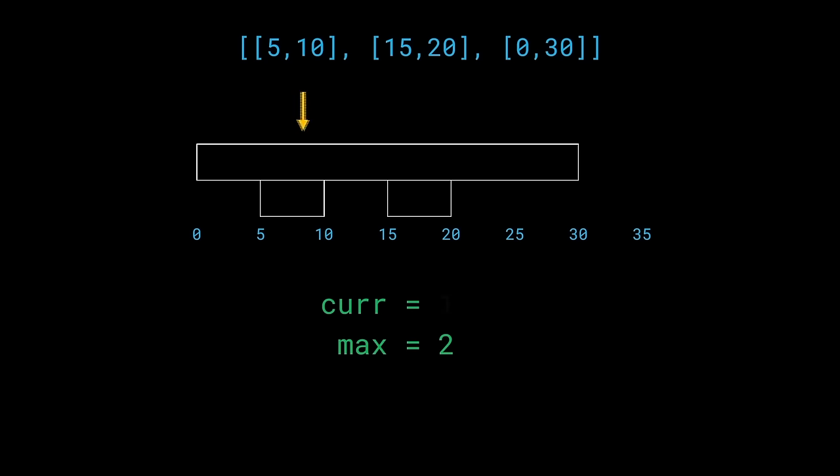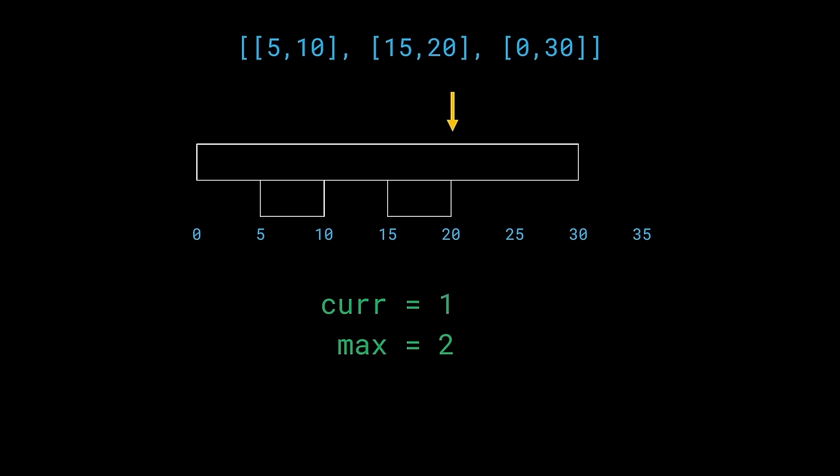But as soon as we hit time equals 10, the current decreases back to 1. That's because the meeting from 5 to 10 has ended, which means that the current number of meetings going on is 1. That's the meeting from 0 to 30, which is still going on, so we'll still need 1 room. From time 10 to 11, 12, 13, 14, we'll only ever require 1 meeting room. But as soon as time hits 15, we'll need another meeting room to accommodate both of these meetings simultaneously. The maximum stays the same and the current becomes 2.